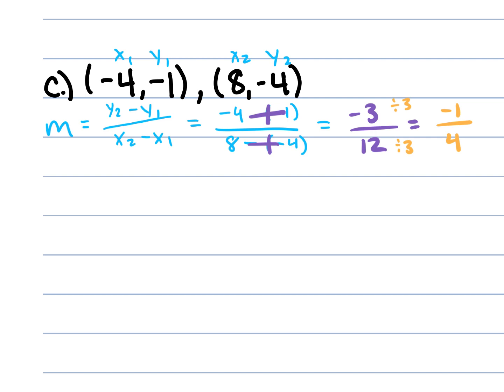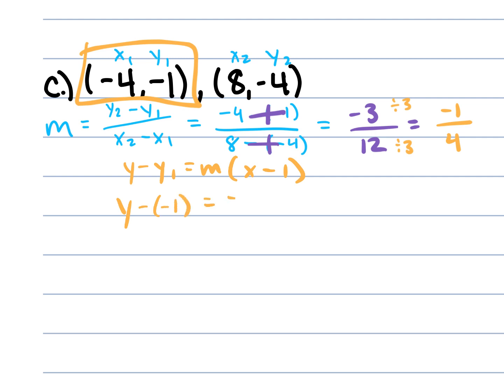What should I do next? Y minus y1. I've got to put it into my point slope form. I don't have the y-intercept, so I have to use point slope form. Y minus y1 is equal to m times x minus x1. I'm going to use my first point as my x1 and y1. So it'd be y minus -1 is equal to -1/4 times x minus -4.